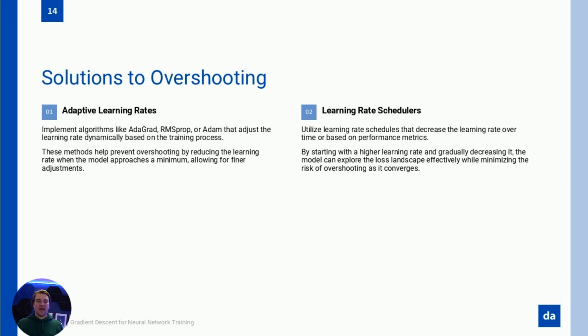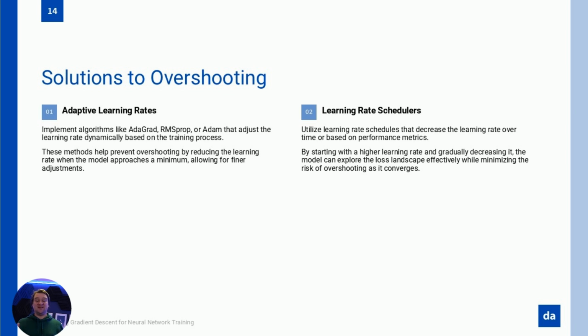For example, ADAM combines the best of momentum and adaptive learning, smoothing the path while dynamically adjusting step sizes. It's like having an experienced co-pilot who ensures you're always on the right track. Next, we have learning rate schedulers. Imagine starting a long-distance run at a sprint. You're bound to burn out, but if you pace yourself and gradually slow down, you'll reach the finish line with energy to spare. That's the idea behind learning rate schedulers.